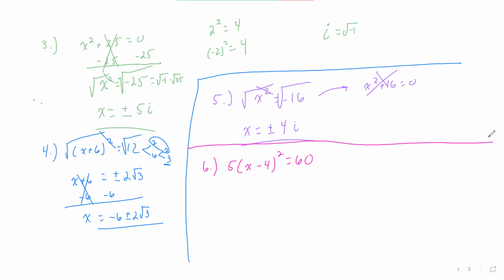Almost. But the key is we have to isolate it. So I need to get rid of this five. How can I get rid of this five? Is it minus? What's the five doing to the problem? It's being multiplied, so I need to divide. Perfect. So what's 60 divided by 5? Well, now what can I do?